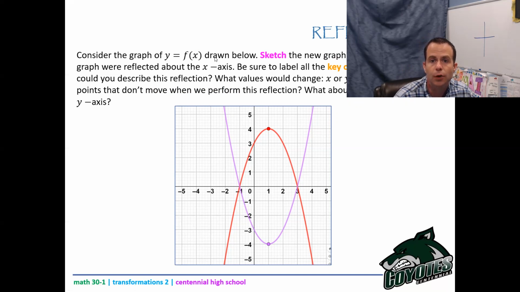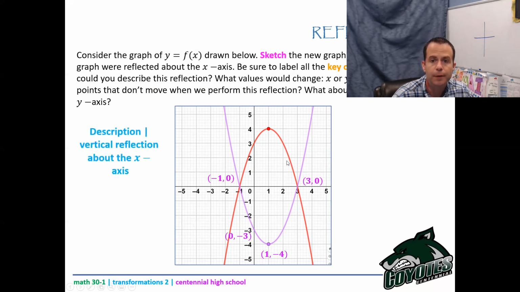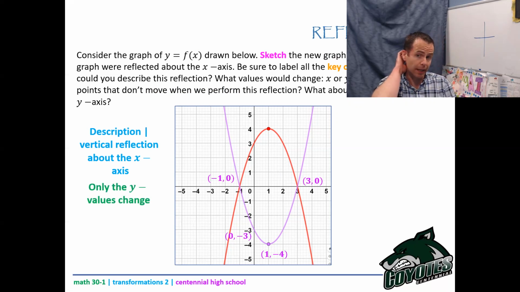Okay, so we're going to try and go through each of these questions in turn. So here are some points that I've labeled. The first one was a description, which we would call a vertical reflection about the x-axis. The second question was what values would change, x or y or both, and we found out that it's only the y's that change.